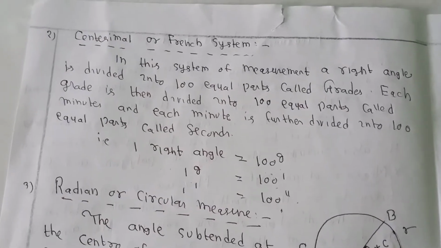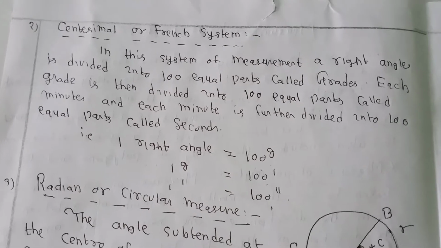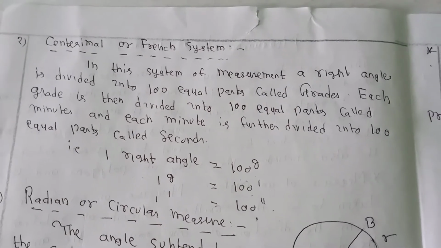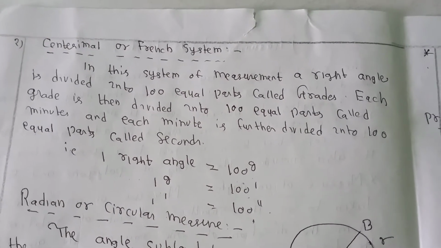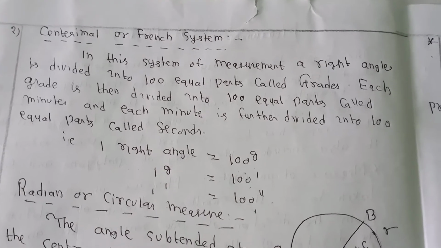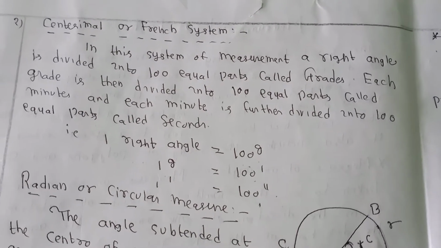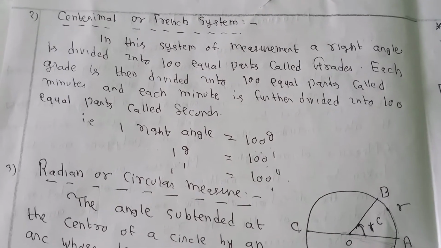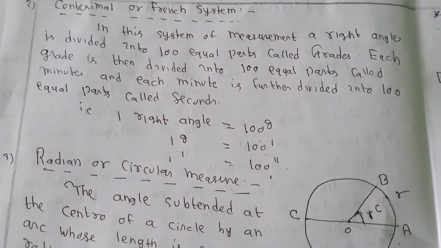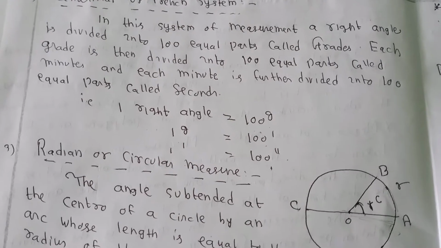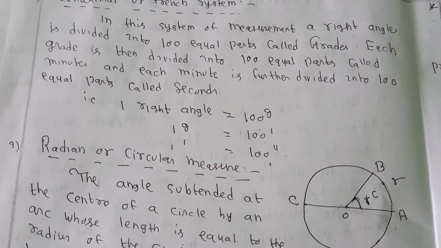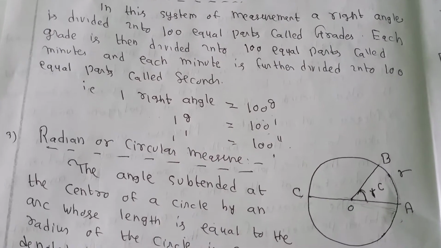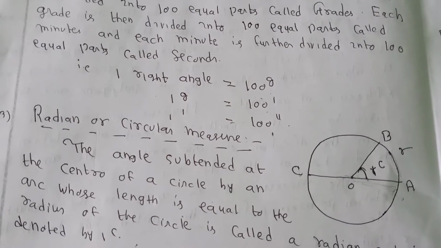Second, centesimal or French system. In this system of measurement, a right angle is divided into 100 equal parts called grades. Each grade is then divided into 100 equal parts called minutes, and each minute is further divided into 100 equal parts called seconds. That is, one right angle equals 100 grades, one grade equals 100 minutes, and 1 minute equals 100 seconds.